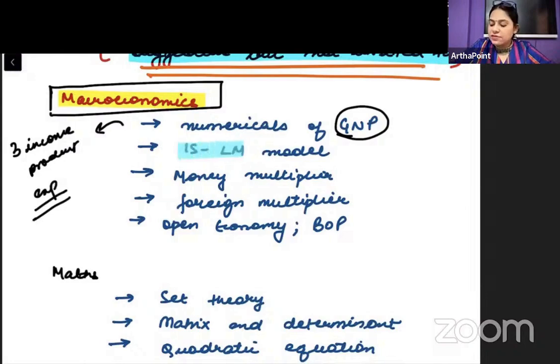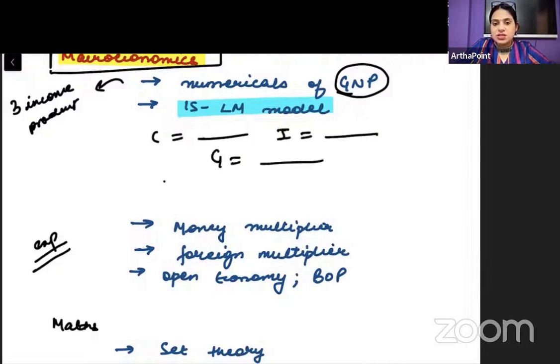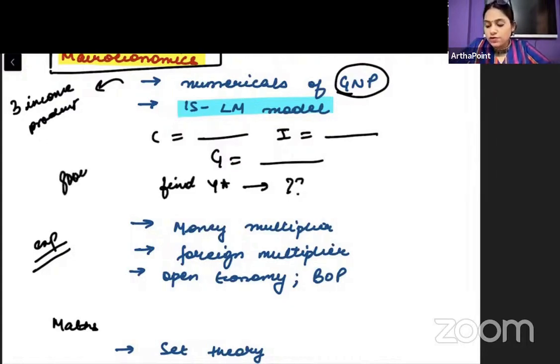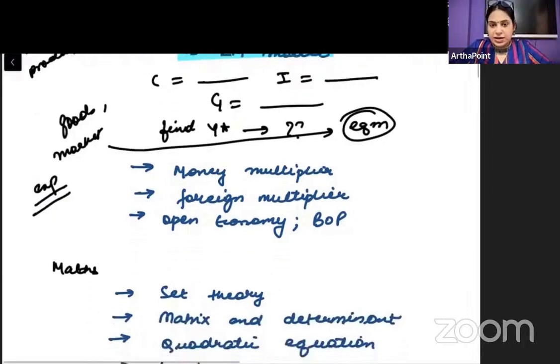Then you have to be very aware of the ISLM model. So for example, if I give you a question which says that your consumption is this and your investment is this and your government expenditure is this, and I ask you to find the equilibrium level of output, you should be able to do this. So you should be able to solve for the goods market, you should be able to solve for the money market, you should be able to find the equilibrium in goods and money market also. That kind of question can be asked in the exam.